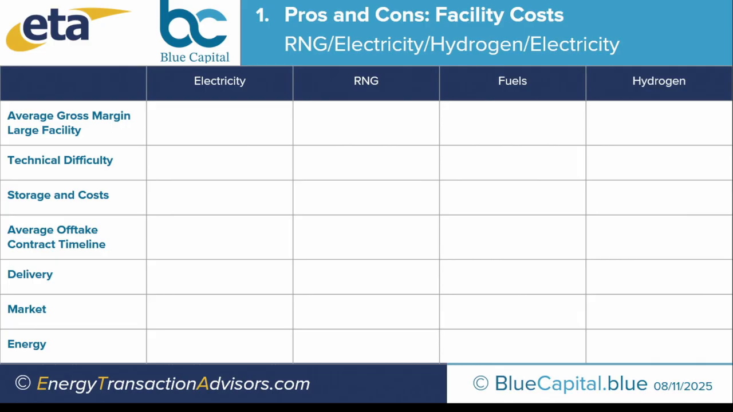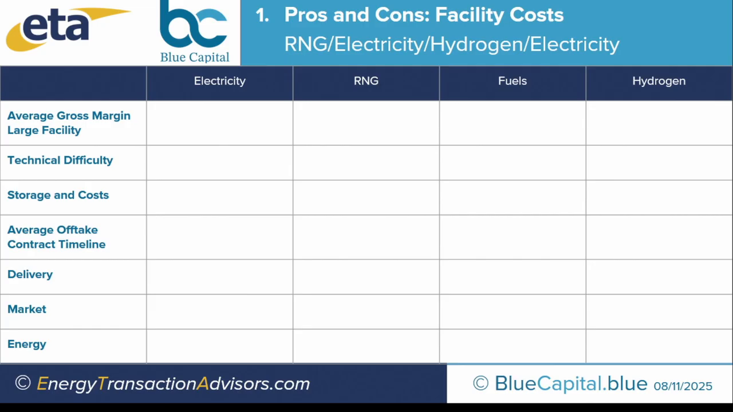So the first thing we're going to look at is different types of output. We're going to look at electricity as a product, RNG, fuels, and hydrogen, which are some of the main classes of things that we see. And then we're going to go through the pros and cons of each of those things.